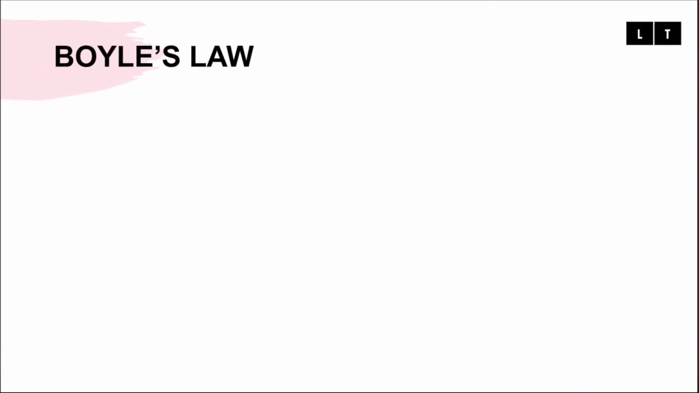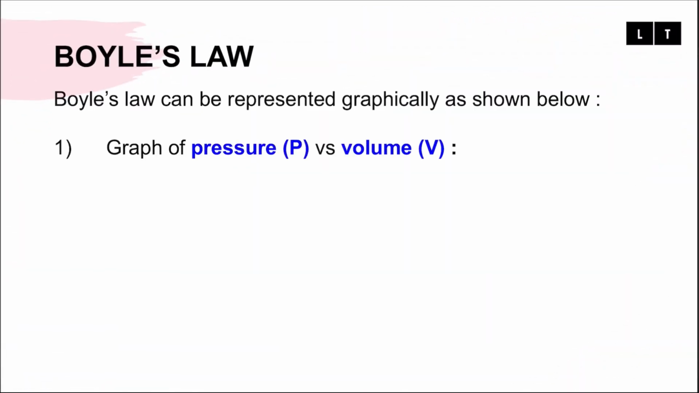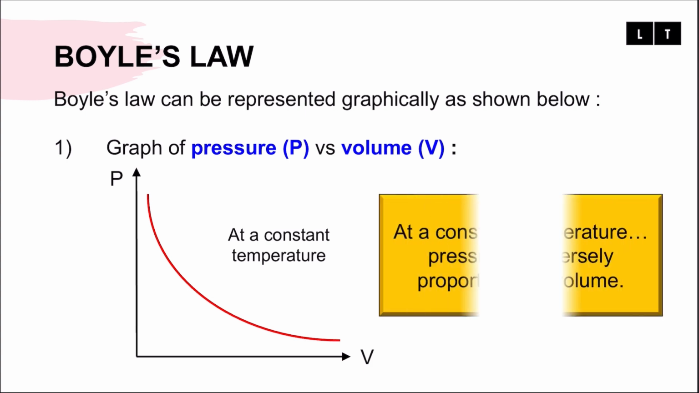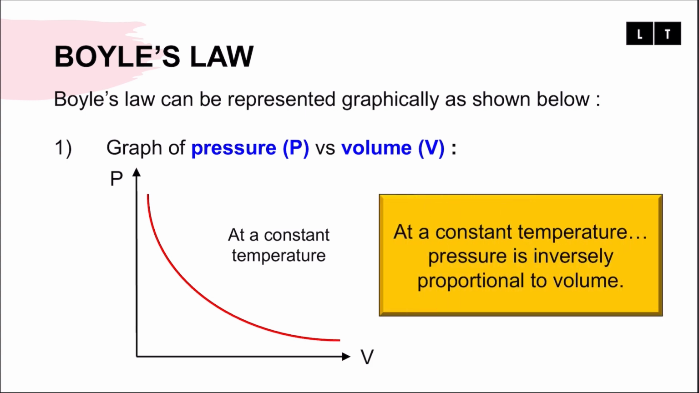Next one, Boyle's law can be represented graphically as shown below. Ada several graphs yang awak kena hafal. The first one, graph of pressure versus volume. This is for at constant temperature. Sebab tu dia inversely proportional to the volume. Kita akan terbalikkan dia. Okay, macam ke arah kiri tapi ada curve.